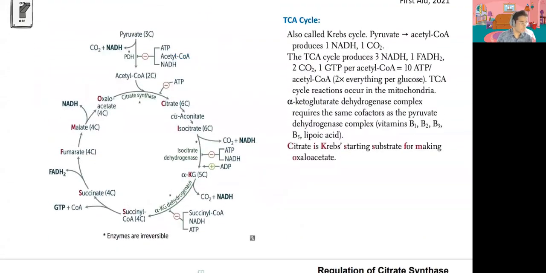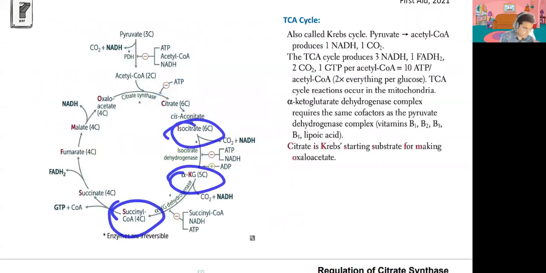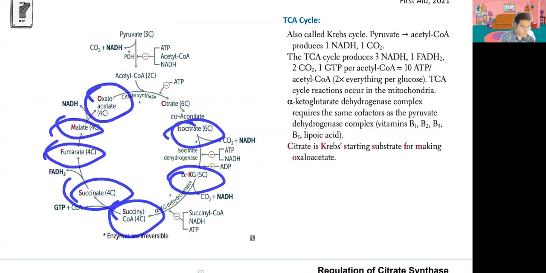TCA. We finally get to TCA, okay? You've taken all that effort to create pyruvate. From pyruvate, you're going to go to acetyl-CoA. Acetyl-CoA to citrate, isocitrate, alpha-ketoglutarate, succinyl-CoA, succinate, fumarate, malate, and oxaloacetate.